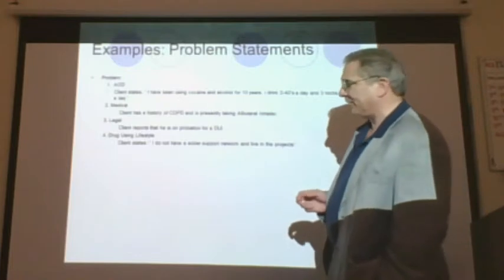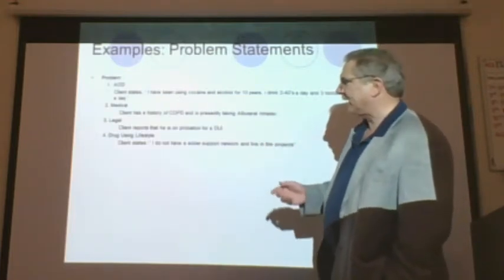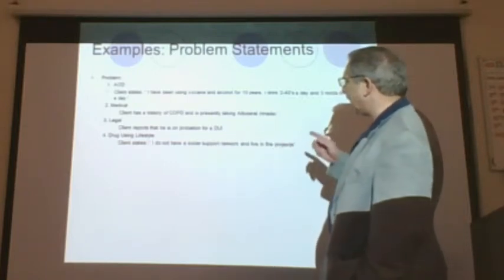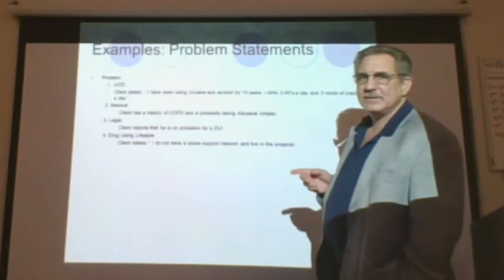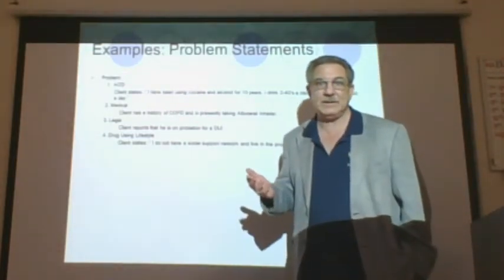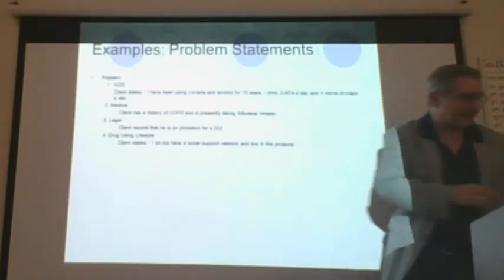Number 4, drug-using lifestyle. This is always a nebulous one. What do you mean by drug-using lifestyle? Okay, here it is. Client states, I do not have a sober support network and live in the projects. Right? It's a drug-using lifestyle. That's the lifestyle of the projects, right? X project, whatever. Drug-using lifestyle.